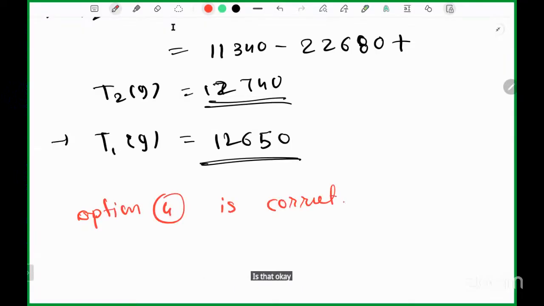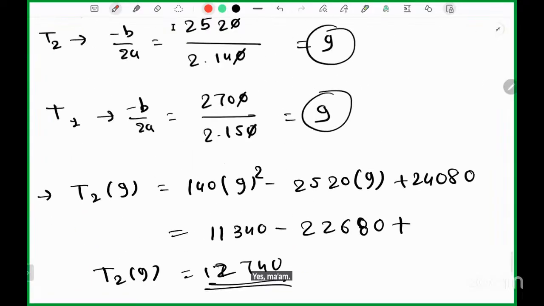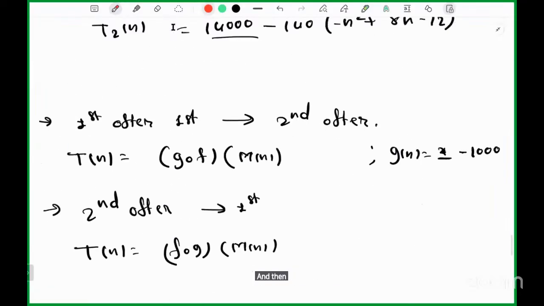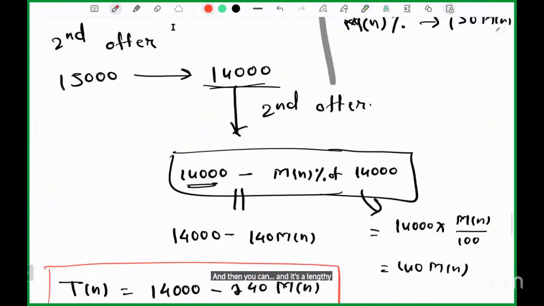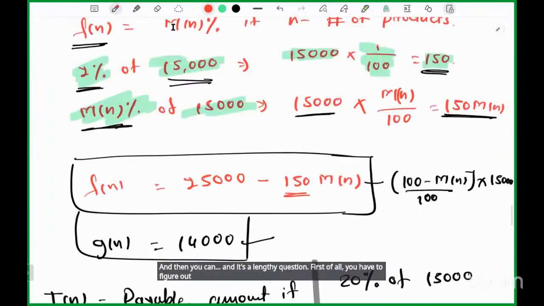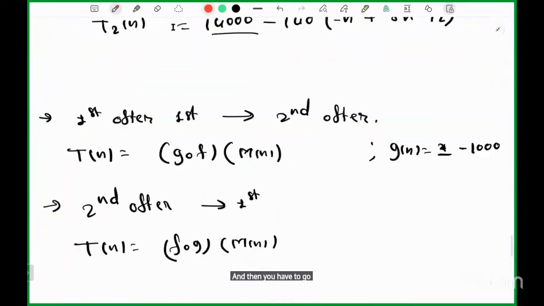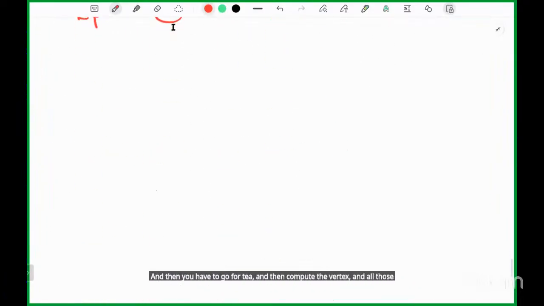Is that okay? Yes, ma'am. Just try it out once again. It's a lengthy question. First of all, you have to figure out F and G, then go for T, and then compute the vertex and all those things. Try to do it by yourself first, and if you get any confusion, you can see the recordings.